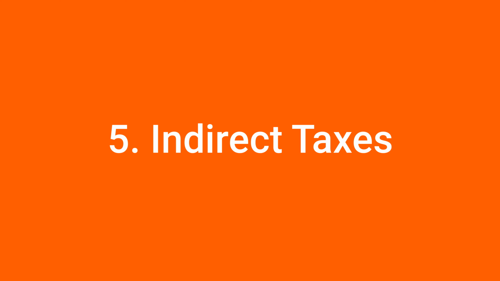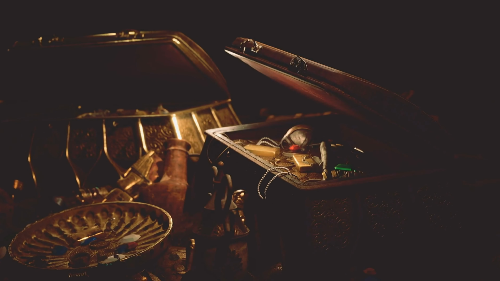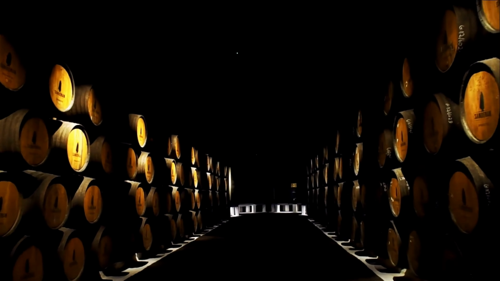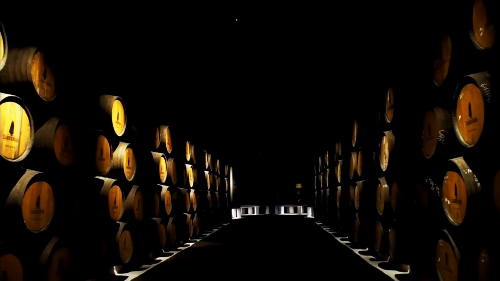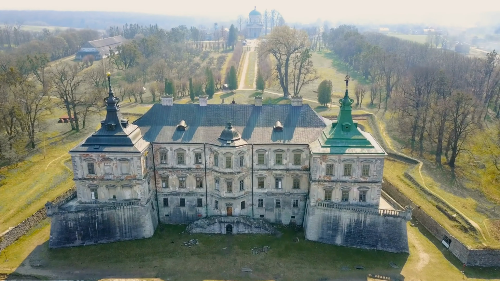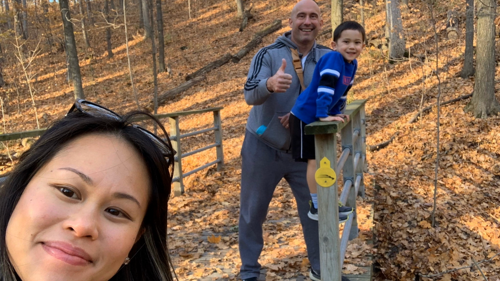5. Indirect taxes. Some forms of indirect taxes existed during the medieval period. For example, taxes were imposed on goods such as salt, wine, and other luxury items. These taxes were often collected at points of sale or production and were designed to generate revenue for the state. For example, in medieval Florence, Italy, during the 14th century, a tax known as the gabella was imposed on various goods, including wine, salt, and spices.